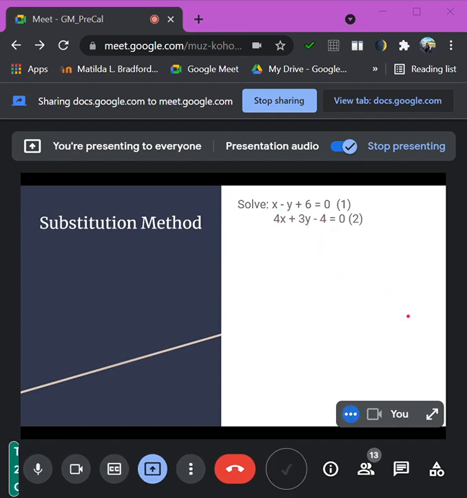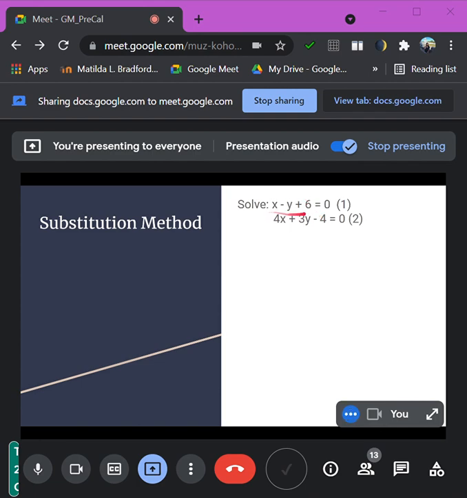Okay, since here we have x minus y plus 6 equals 0, and 4x plus 3y minus 4 equals 0, we're going to find where we can substitute. We don't yet have the value of x or the value of y. So how are we going to find which of the two equations we can use to get the value of x or y? What we're going to do first is look at which of the two equations makes it easier to identify x or y.